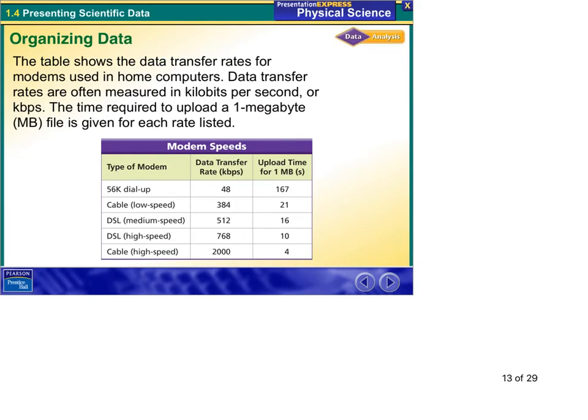This table shows data transfer rates for modems used in home computers. So, we've got different transfer rates and the time to upload 1 megabyte. Notice that as the transfer rate gets higher, this gets higher, this one is getting lower. So this is going up, while this one's going down. That's one way we might recognize what would be an inverse relationship.